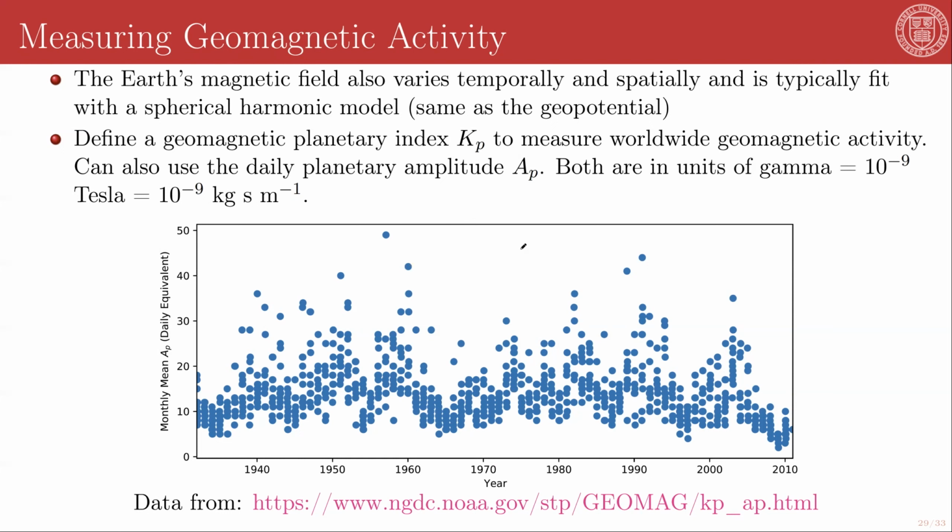And we can also define a daily planetary amplitude A sub P, both of which are given in units of something called gamma, which is 10 to the negative 9th Teslas, or 10 to the negative 9 kilograms per second per meter. Once again, all of this data is widely available. And so here is a trace from 1940 to 2010 showing the monthly mean A sub P.